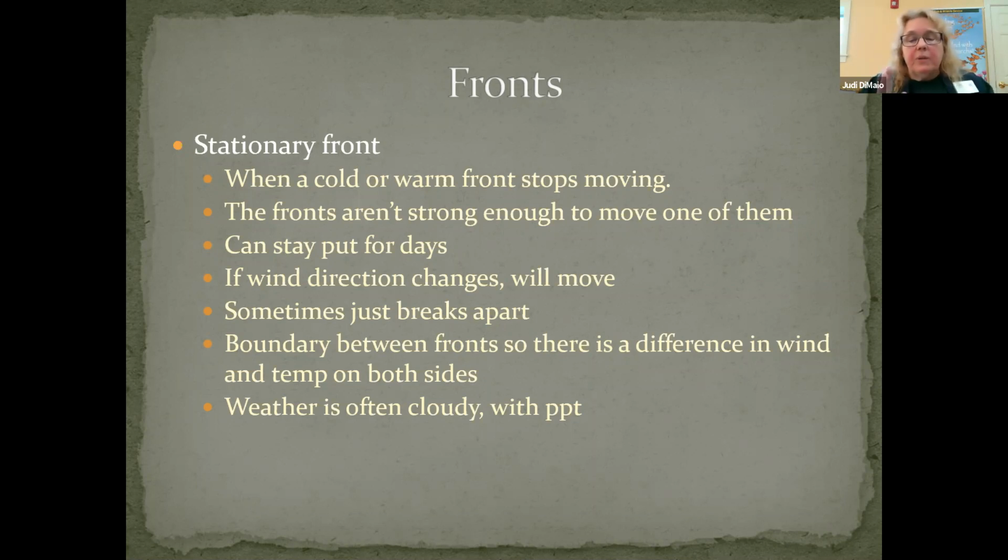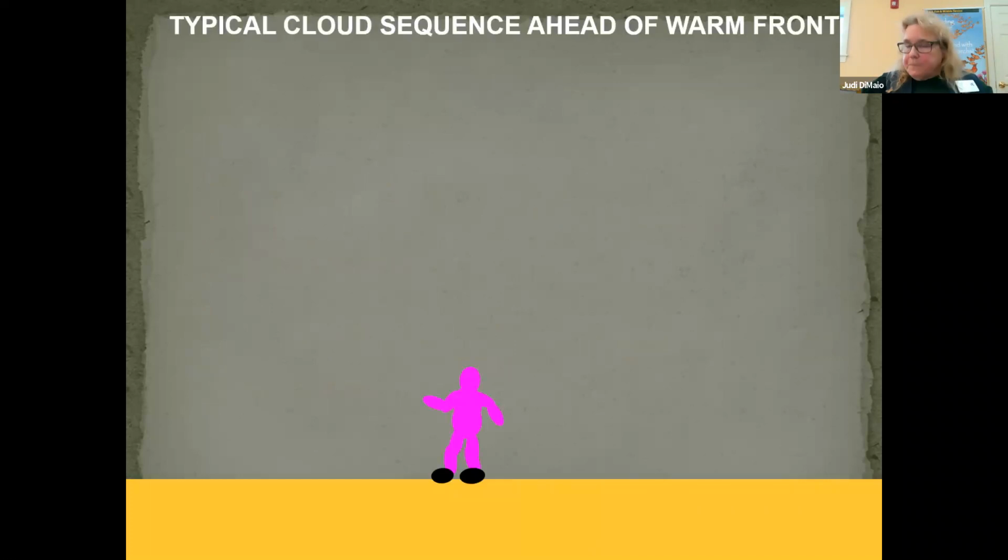But the boundary between the two of them, there is a boundary, there is a difference. So the wind and the temperature are different on both sides. And the weather is often cloudy with precipitation. So sometimes if you get those days that just seem like it rains for like 3 days, that's probably because there's a stationary front.